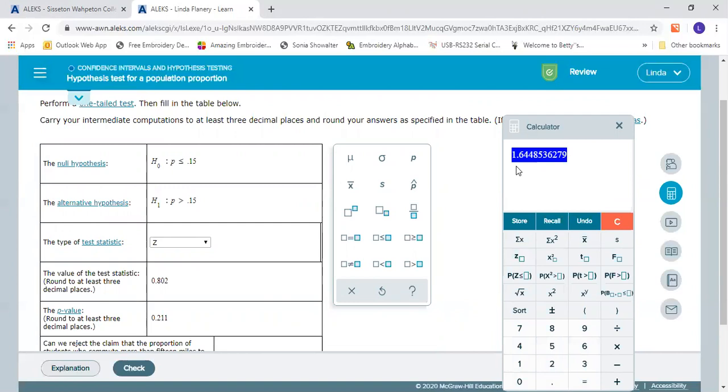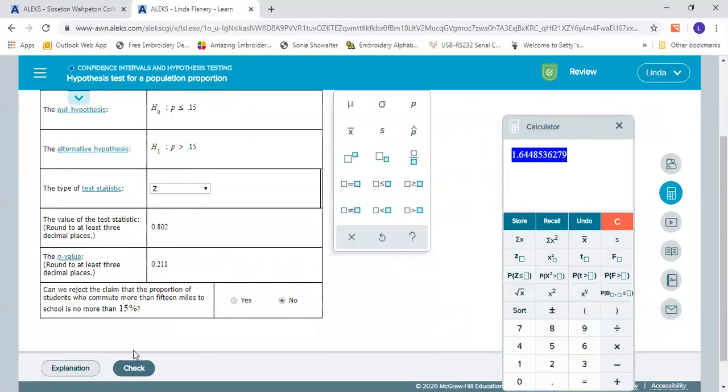Since my test value 0.802 is less than my critical value of 1.645, I guess I would round that up to, but my test value is less than my critical value, I would have to go again with the null hypothesis because it's less than or equal to, and the test statistic is less than the critical value. So again, I'd have to accept the null hypothesis that it is not more than 15%. So when the question says, can we reject it? No, we can't reject it.